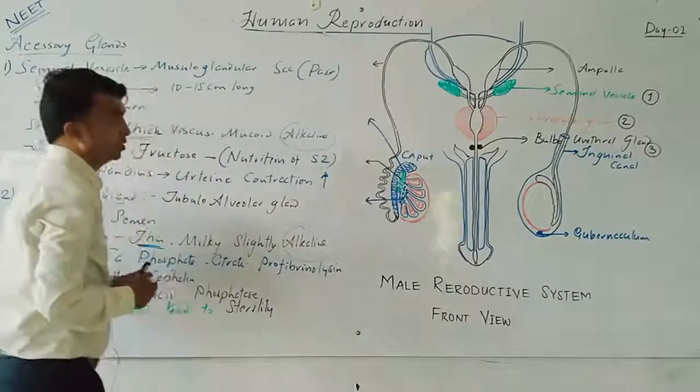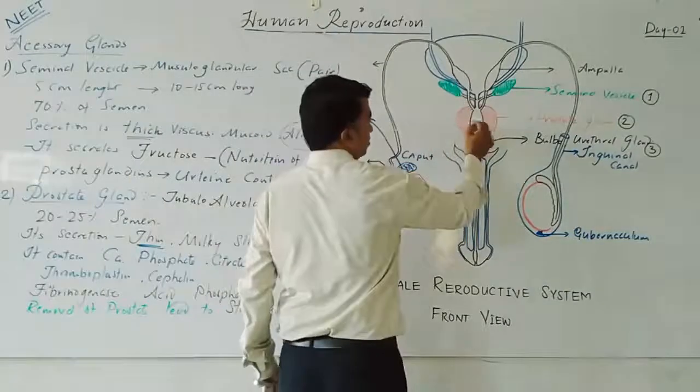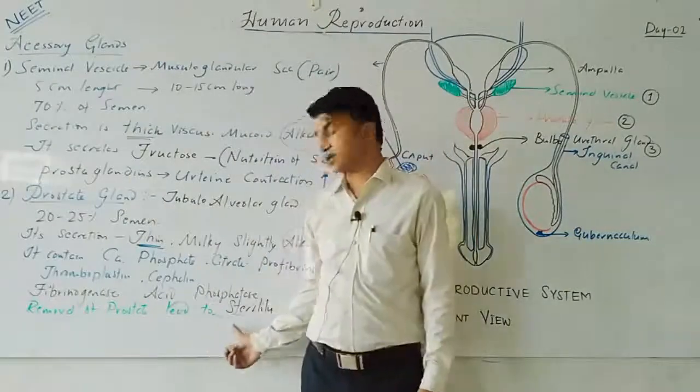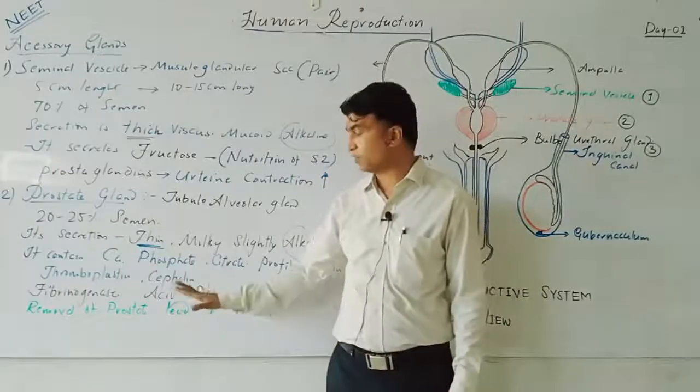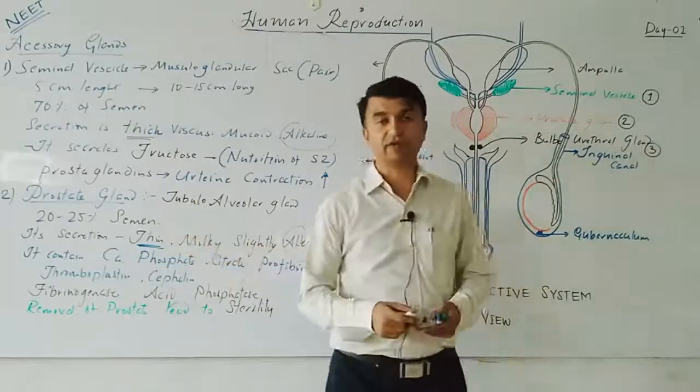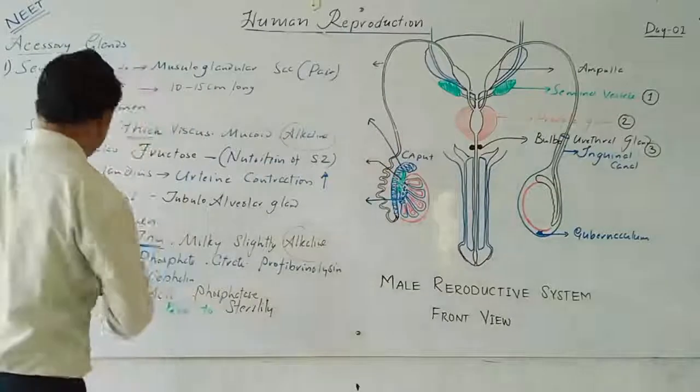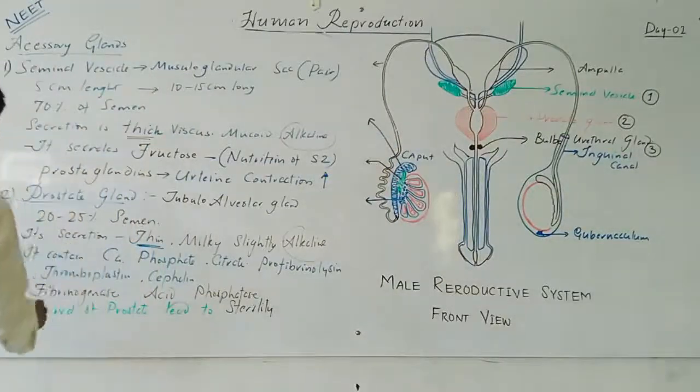Yes. So if you remove this prostate gland, then it leads to sterility in the male. So that's why the prostate gland is functionally very, very important. So the last one is the Cowper's gland, or the third one.